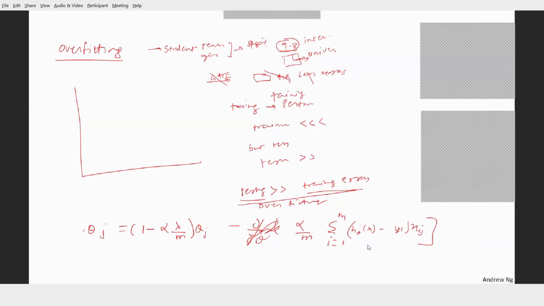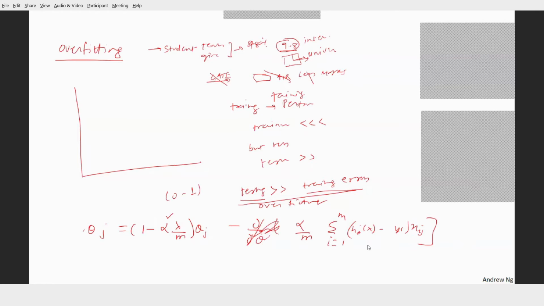Now in this equation, what is the value of alpha? It is the learning rate. What value did we decide for the learning rate? It will be between 0 and 1. So this value is smaller than 1. What is lambda? We said lambda is going to be from 1 to infinity, so it is going to be greater than 1. It can be 1,000, 100, 10,000 or any value.